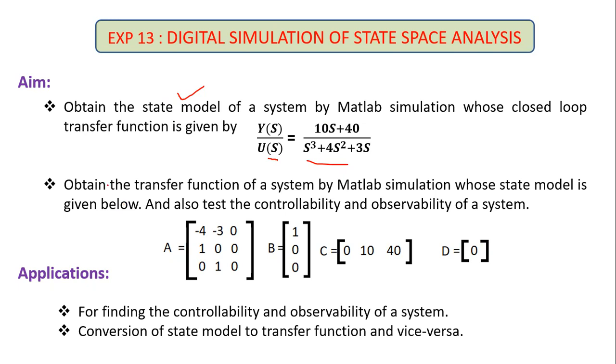And next, obtain the transfer function of a system by MATLAB simulation whose state model is given below. So here the state model is already given, that means we know the A, B, C, D matrices: x dot equal to Ax plus Bu and y equal to Cx plus Du. That state equation and output equation are there. From this, we need to find the transfer function. That means it is the reverse of the previous one. There the transfer function was given and we found the state space.